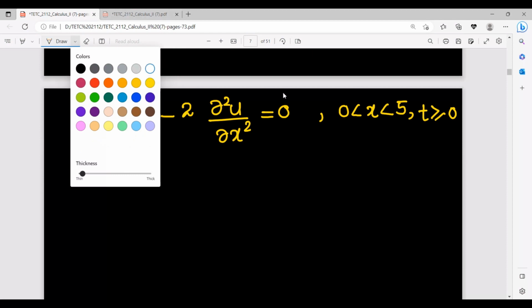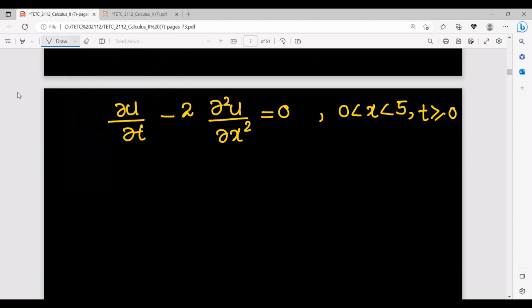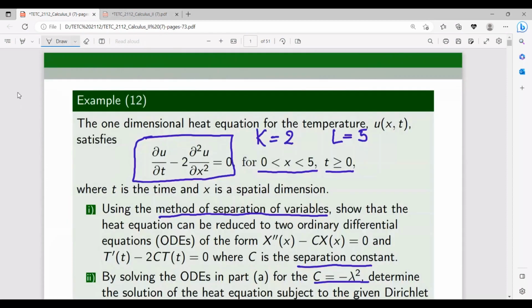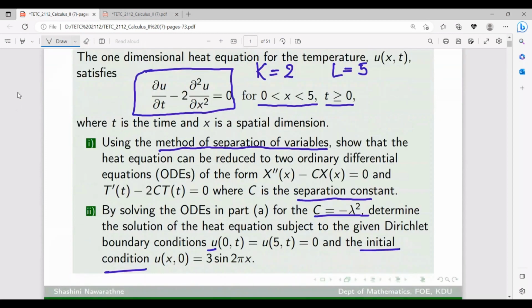Let's read part 1. What is part 1? I need to go back to the first slide. Using the method of separation of variables, show that the heat equation can be reduced to two ordinary differential equations of the form, where c is the separation constant. So just give it a try first.